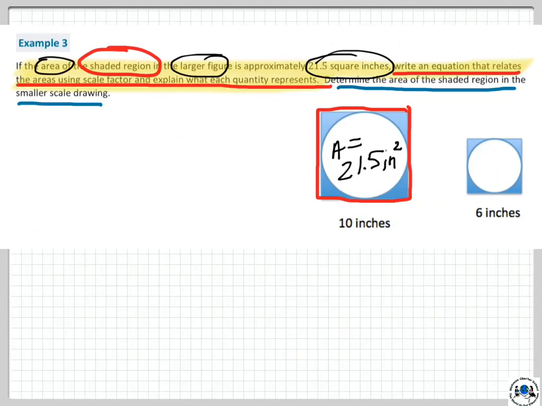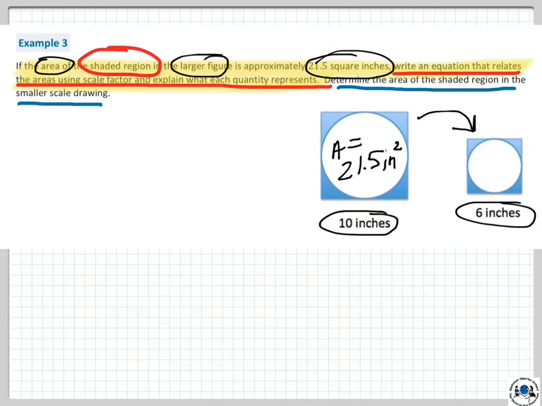If that was a 10 by 10 square, it would be 100 square inches, the actual area of all of this. Therefore, we can just understand that this 21.5 inches refers only to the shaded part, the part in blue. But what's really interesting is that we don't need to mess with all the rest of it, because our scale factor is going to help us tremendously.